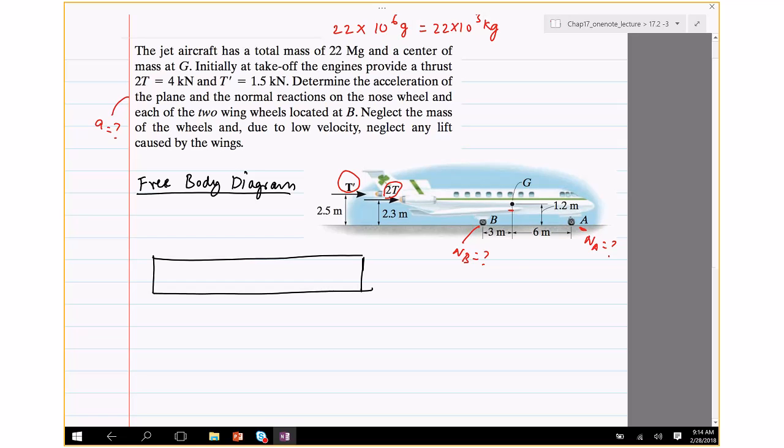Okay, so that's where gravity acts. So mg, and then T prime, 2T. Okay, since we freed the plane from being in contact with the ground, we have to replace the effect of the ground with forces at the wheels. So NA and NB.